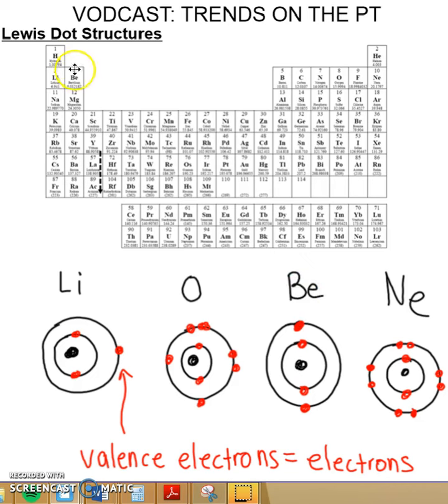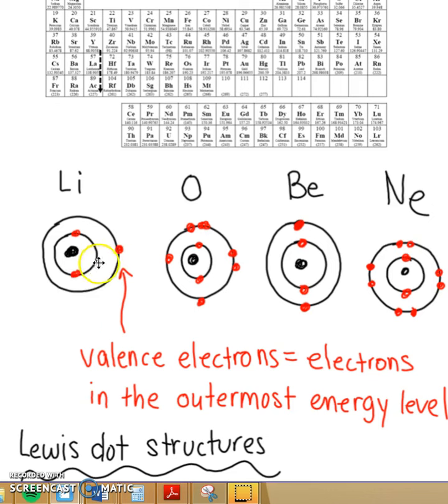Here's beryllium right here on the periodic table, 4 electrons, 2 in the first energy level, 2 in the second energy level, and then there is neon with a total of 10 electrons. Okay, the electrons we're going to pay very close attention to from here on out in chemistry are the outermost ones, the ones in the outermost energy level. So for lithium, here is its 1 valence electron. For oxygen, it has 1, 2, 3, 4, 5, 6 valence electrons. Beryllium has 2 valence electrons, and neon has 8. You'll find out that 8 valence electrons is kind of a magical number for elements.